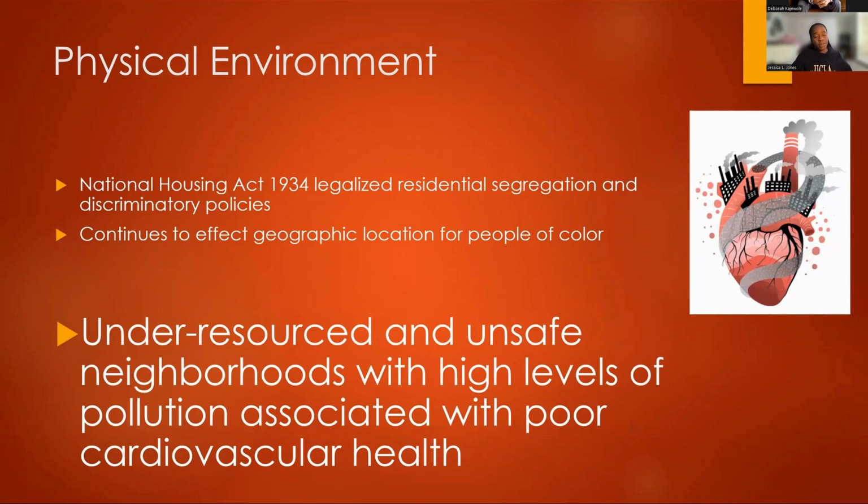So physical environment, where we are actually living. I mean, historically, there was redlining. And so the National Housing Act back in 1934 legalized residential segregation and discriminatory practices. So in the 1930s, it was legal to say that people of color could not live in a healthy region. And this continues to affect where people of color live in the United States today. Overall, under-resourced and unsafe neighborhoods with high levels of pollution are associated with poor heart health.